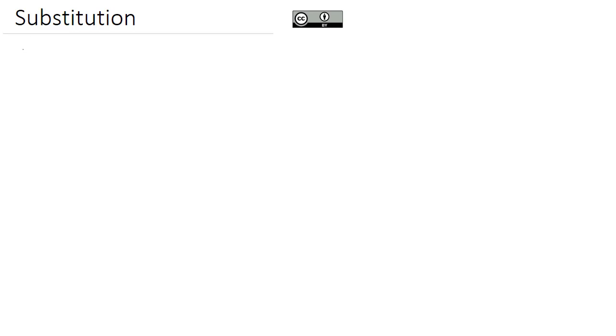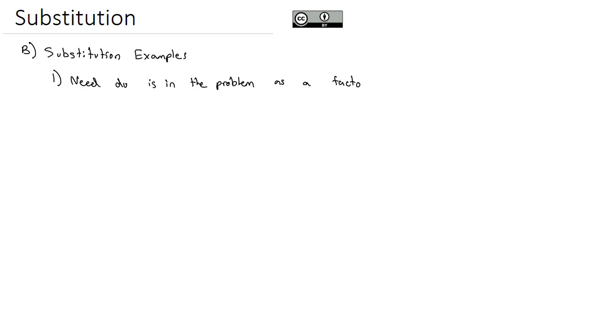Now that we understand the theory behind this substitution method, we're going to look at some substitution examples. Remember, when we're identifying the u, not only the u, but we also need to make sure the du is in the problem as a factor. So let's take a look at some examples.